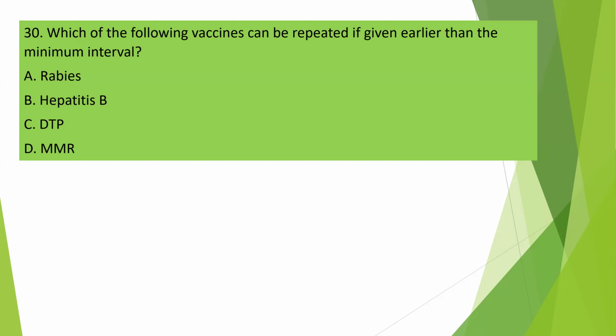I'll read the question if you get the answer. Which of the following vaccines can be repeated if given earlier than the minimum interval? Rabies, hepatitis B, DTP, and MMR.